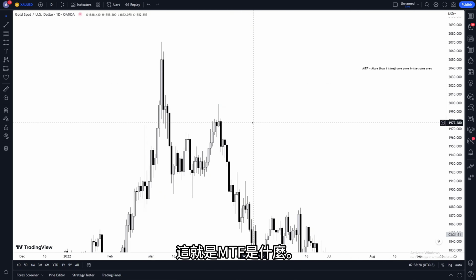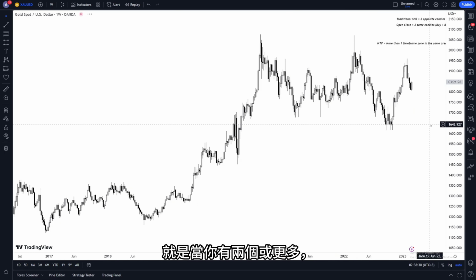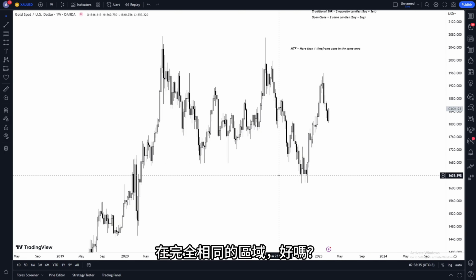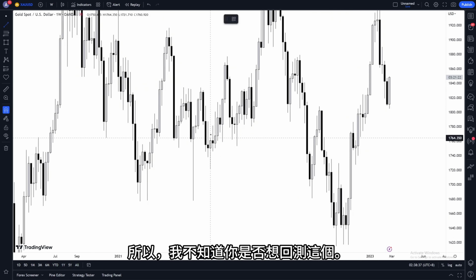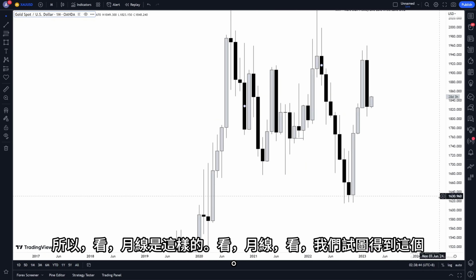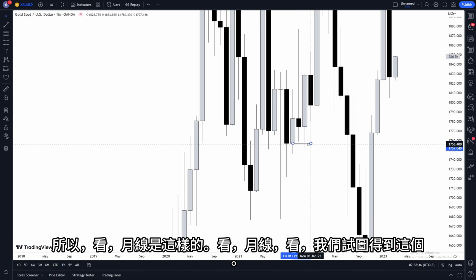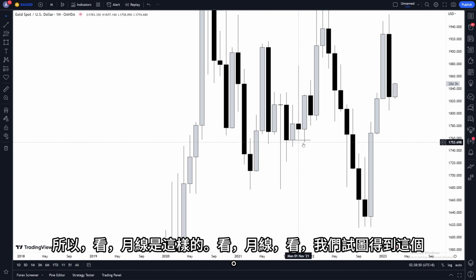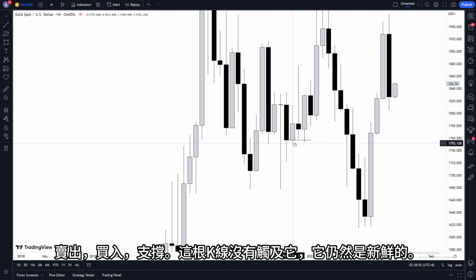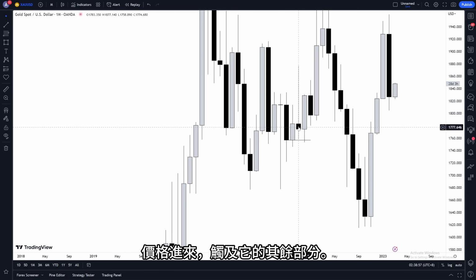That's what MTF is. It's just when you have two or more, so basically more than one time frame, in the exact same area. Okay, I don't know if you want to backtest this, we could. This is weekly, right? And let's still look at the monthly real quick. So look, monthly was like that. See monthly? We're trying to get this. Look at this buy candle. We're trying to get that. Sell, buy, support. This candle doesn't touch it. It's still fresh. Price comes in, touches it. Right? So this is the monthly.